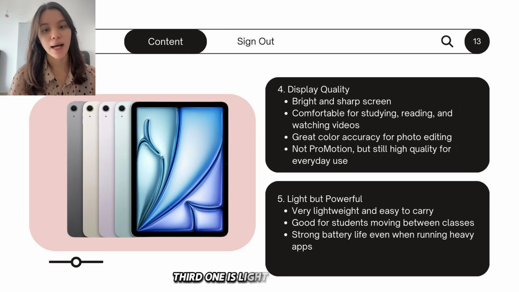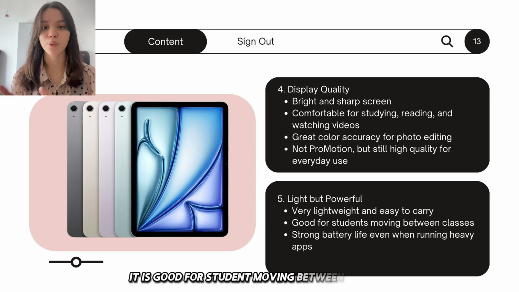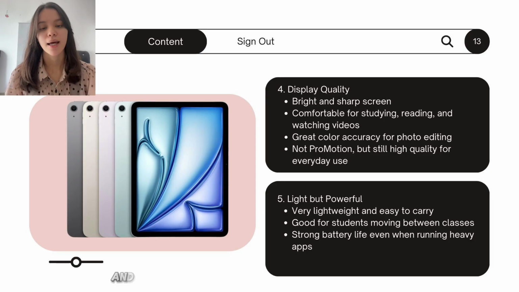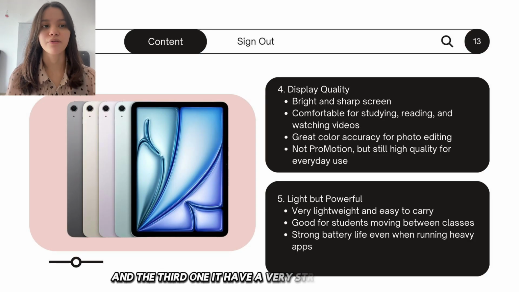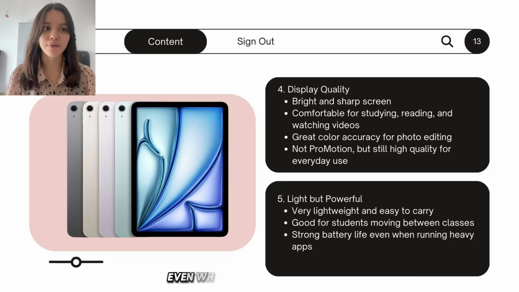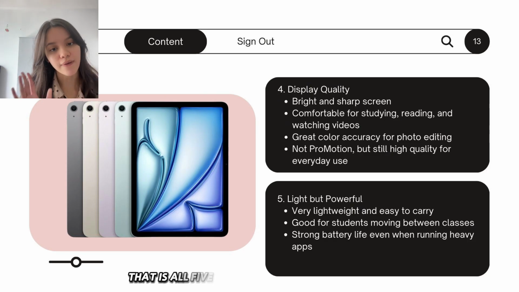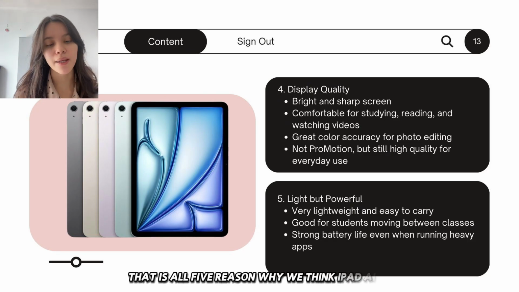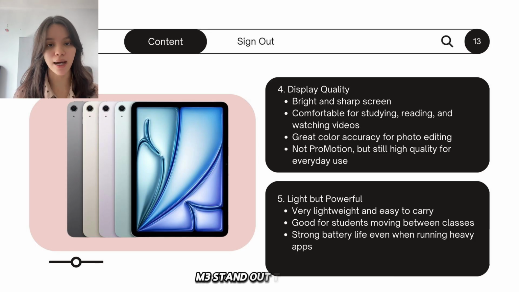Third one is light but powerful. So the first one, it is very lightweight and easy to carry. Second, it is good for students moving between classes. And the third one, it has a very strong battery life even when running heavy apps. That is all 5 reasons why we think iPad Air 7 M3 stands out the most.